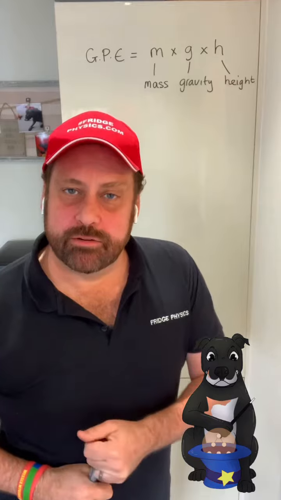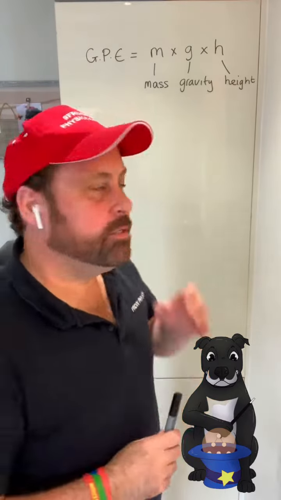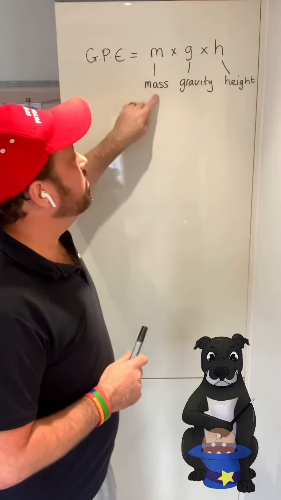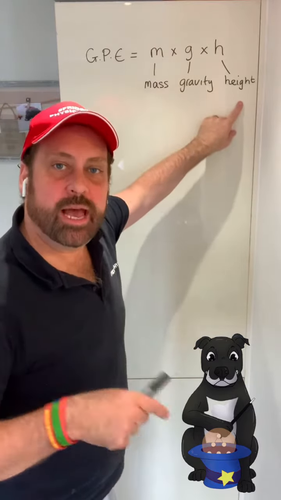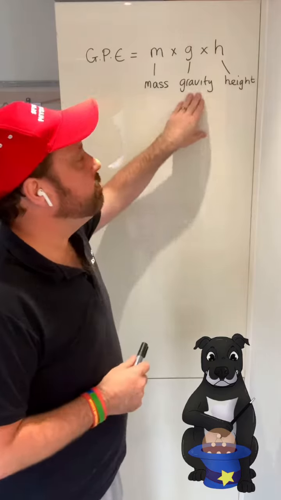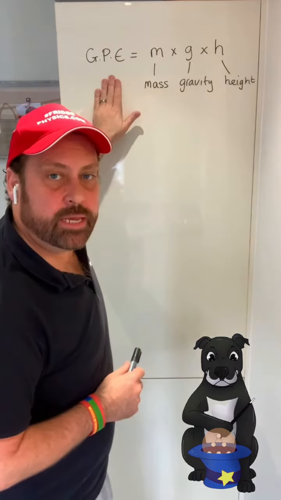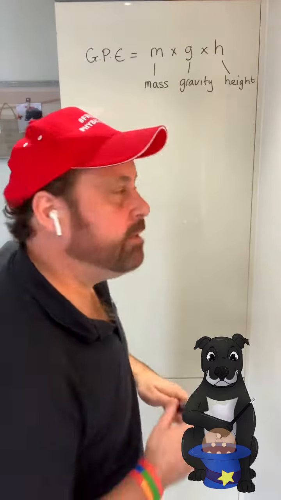Here is another example of how to use Millie's magic triangle to rearrange an equation. So here's a simple equation to calculate gravitational potential energy. Well, it's the mass times by the gravitational pull times by the height. However, you may be asked in the question to calculate the gravity or calculate the height or the mass, not necessarily the GPE. So if you put it into a magic triangle, you'll be able to work this out.